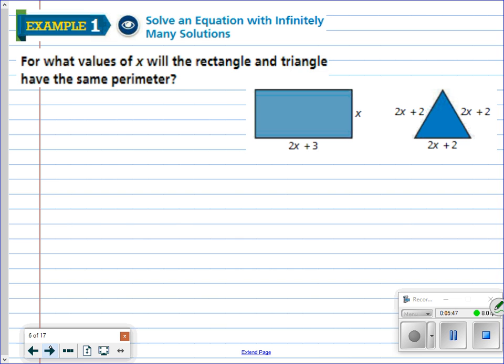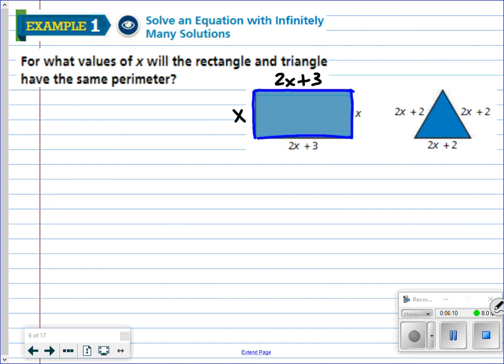Okay, so let's first look at this rectangle. I know what this side is. So then this side must be the same, right? So this must be x as well. If this side is 2x plus 3, then this side must be 2x plus 3. Right?